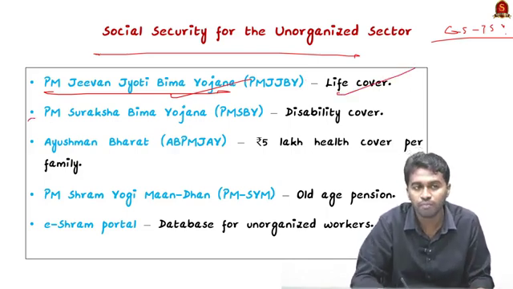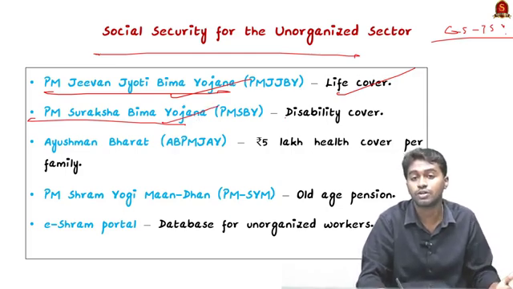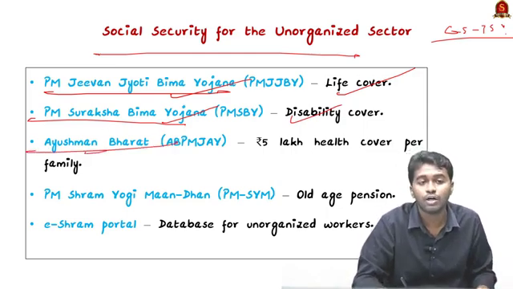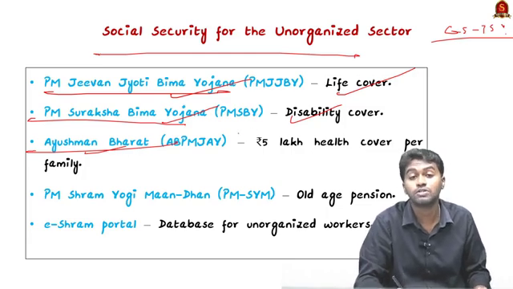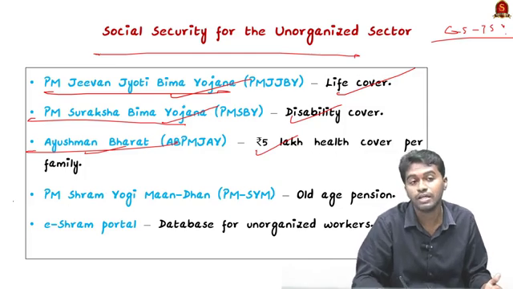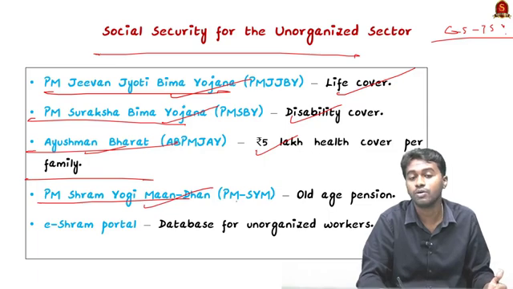And next we have the PM Suraksha Bima Yojana, which provides insurance coverage to people suffering from disabilities. And the next we have the universal scheme, that is Ayushman Bharat Pradhan Mantri Jan Arogya Yojana, which provides coverage of up to 5 lakh per family in India. And next we have the Pradhan Mantri Shram Yogi Mandhan Yojana, which provides old age pension.